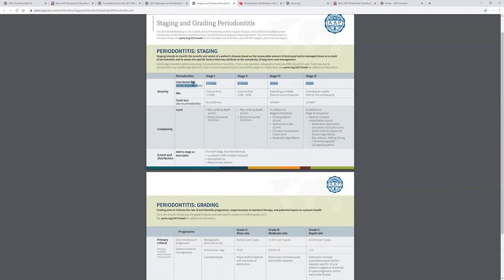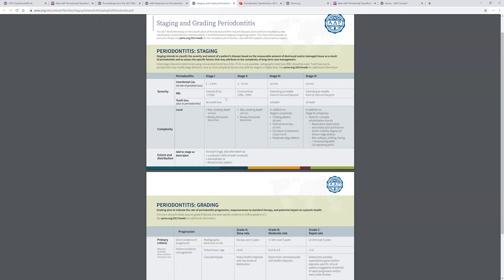And clinical attachment loss, clinical attachment level, however you want to interpret this, you need to look into that. Okay, so is it 1 to 2 millimeters? Is it 3 to 4 millimeters? Is it less than 5? Is it more than 5? You need to look into all of that as well.